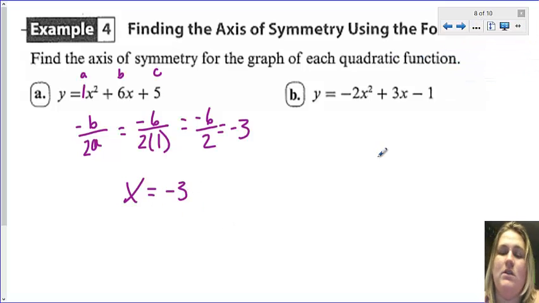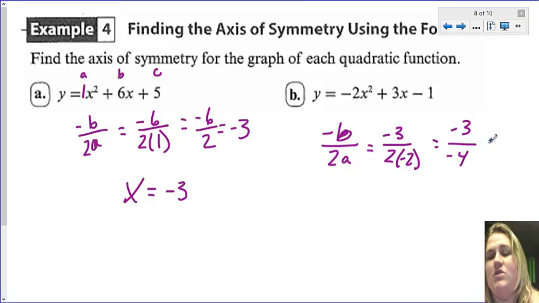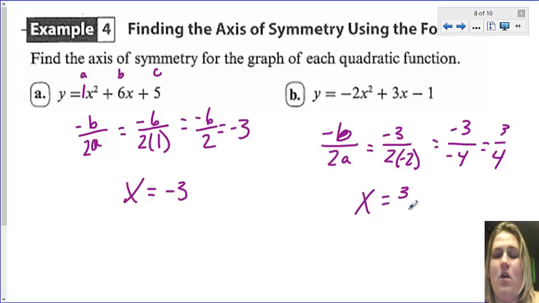On the next one, same thing. I'm going to use my opposite of b over 2a. So b is 3, so I'm going to have negative 3 over 2, and instead of a I'm going to put negative 2. So I have negative 3 over negative 4, which just gives me 3/4. So I have x is equal to 3/4, and that is my final answer.